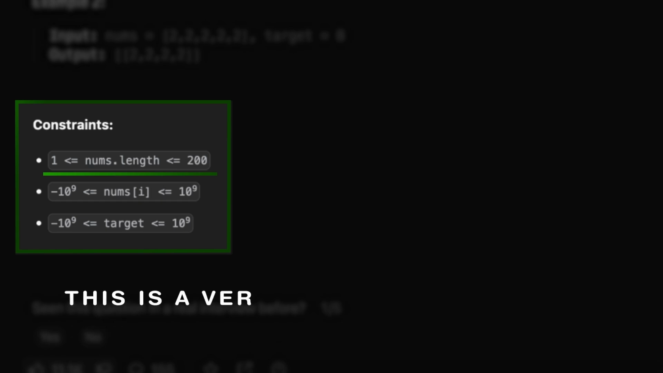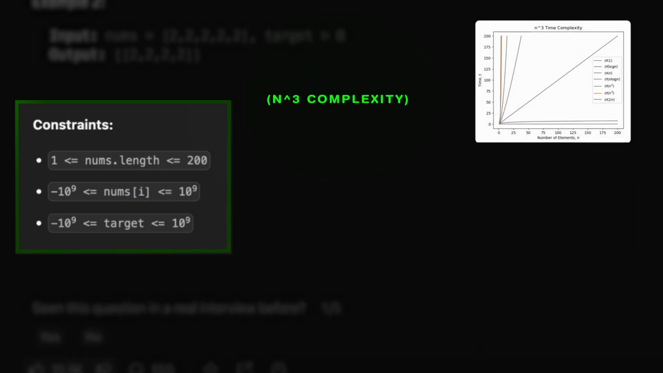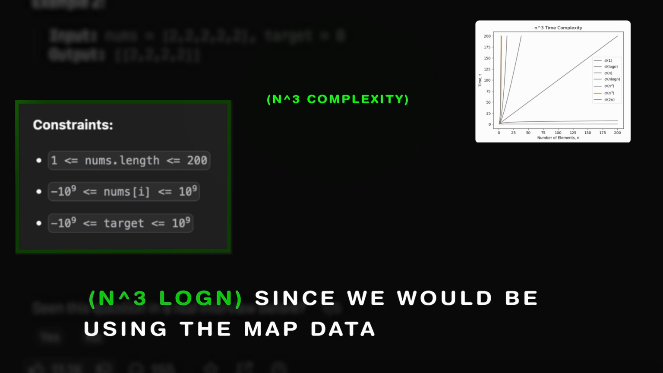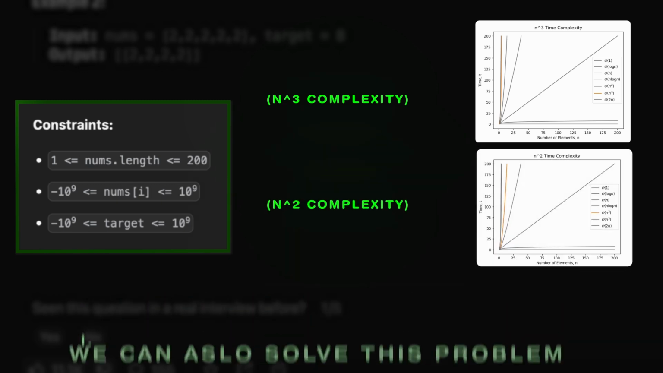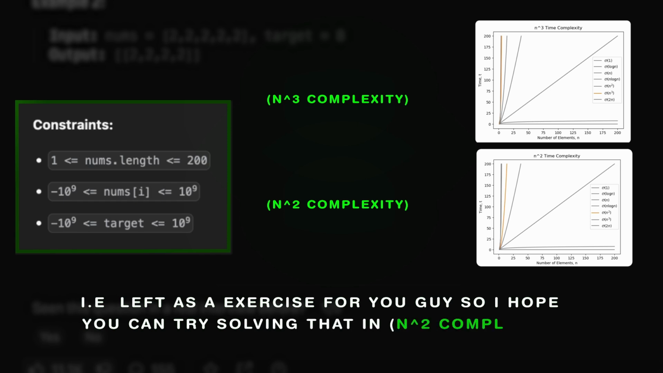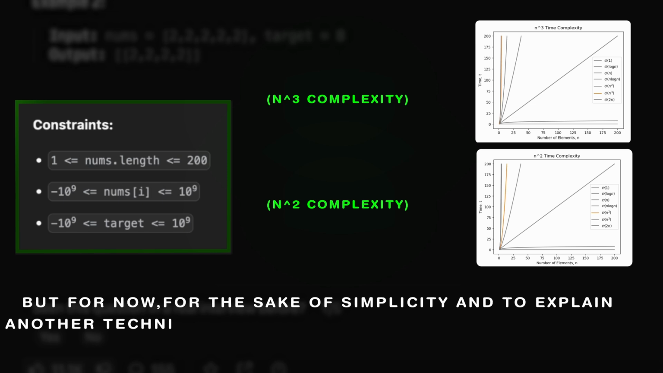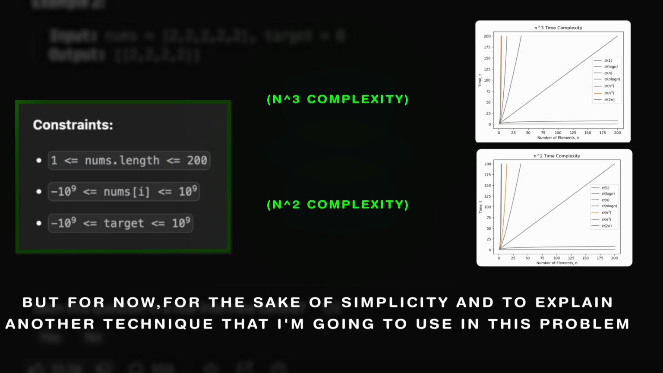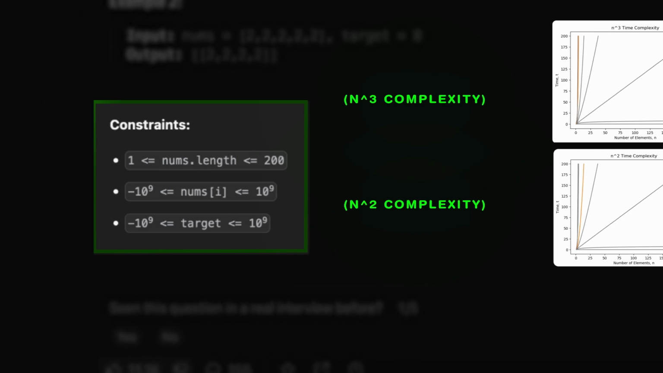So this is a very big hint that they expect us to solve the problem in n cube complexity, or n cube log n, since we would be using the map data structure. We can also solve this problem in n square complexity, but that is left as an exercise for you guys. So I hope you can try solving that in n square complexity. But for now, for the sake of simplicity and to explain another technique that I'm going to use in this problem, I will be solving this in n cube log n complexity. So let's get started with the code.